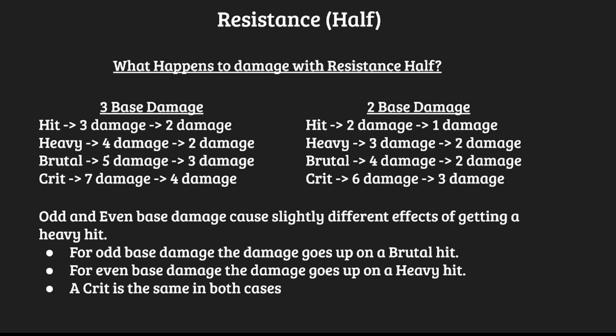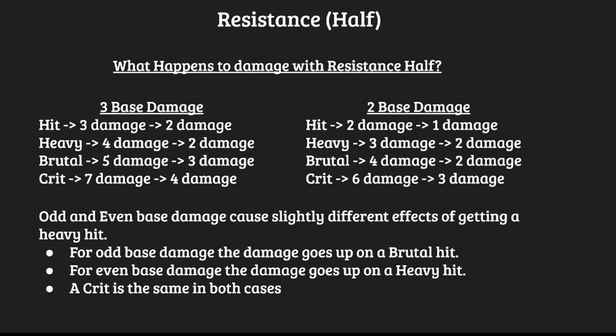So if I have a 3 base damage weapon and I hit, that's 3 damage normally, but it gets halved to 2 damage. Remember that in DC20, half is rounded up. So that 3 damage is halved to 1.5, and we round it up to 2 damage. If I get a heavy hit, that's going to be 4 damage, but then it gets halved to 2. If I get a brutal hit, that would be 5 damage, and it gets halved, and we round that up to 3. So what we can see here is that the hit and the heavy didn't change our damage at all. But when we got a brutal hit, we got an additional damage.